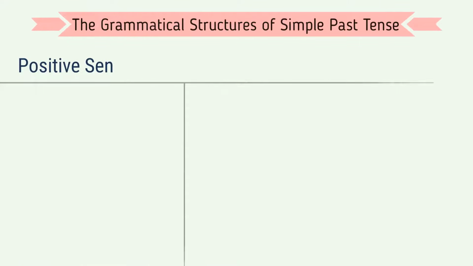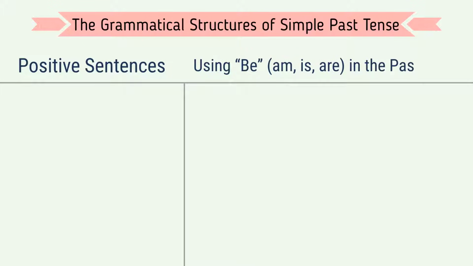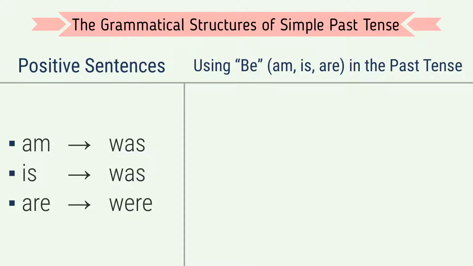Now, let's look at the grammatical structure of the past tense. Let's start with positive sentences. We know that the be verb am, is, are becomes was, were. Am becomes was, and is, are become were.